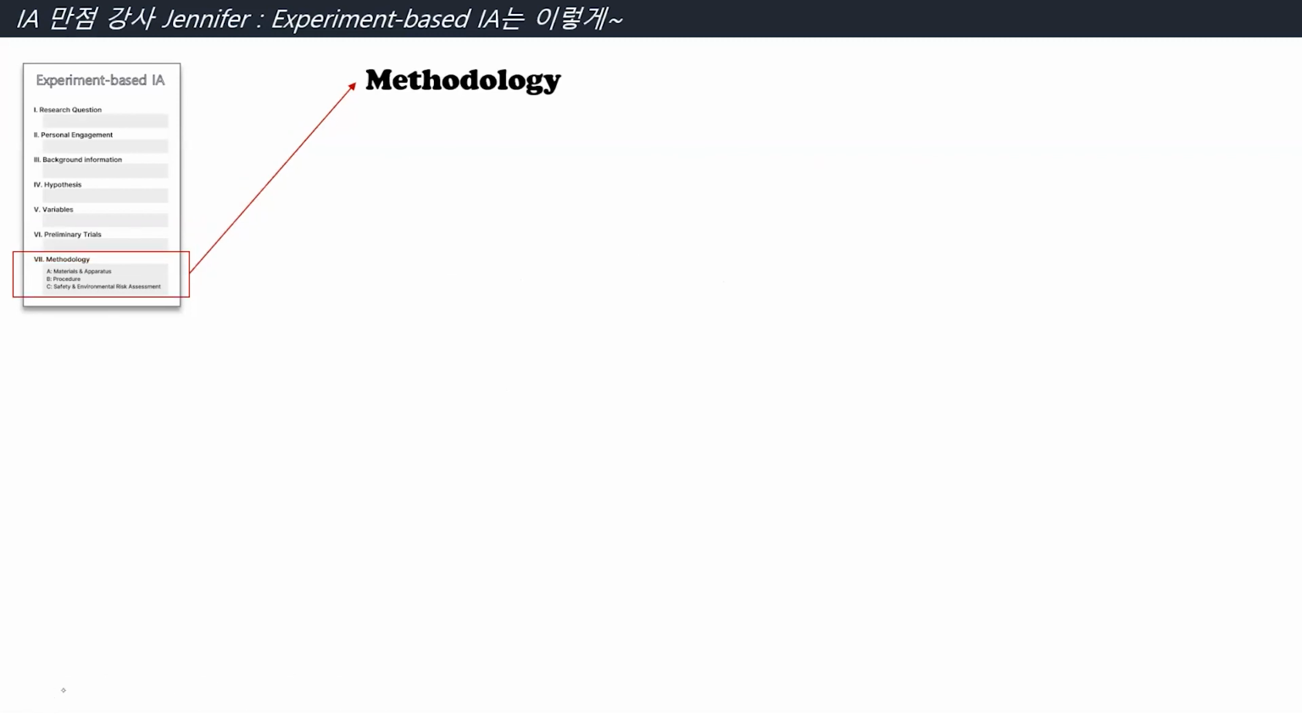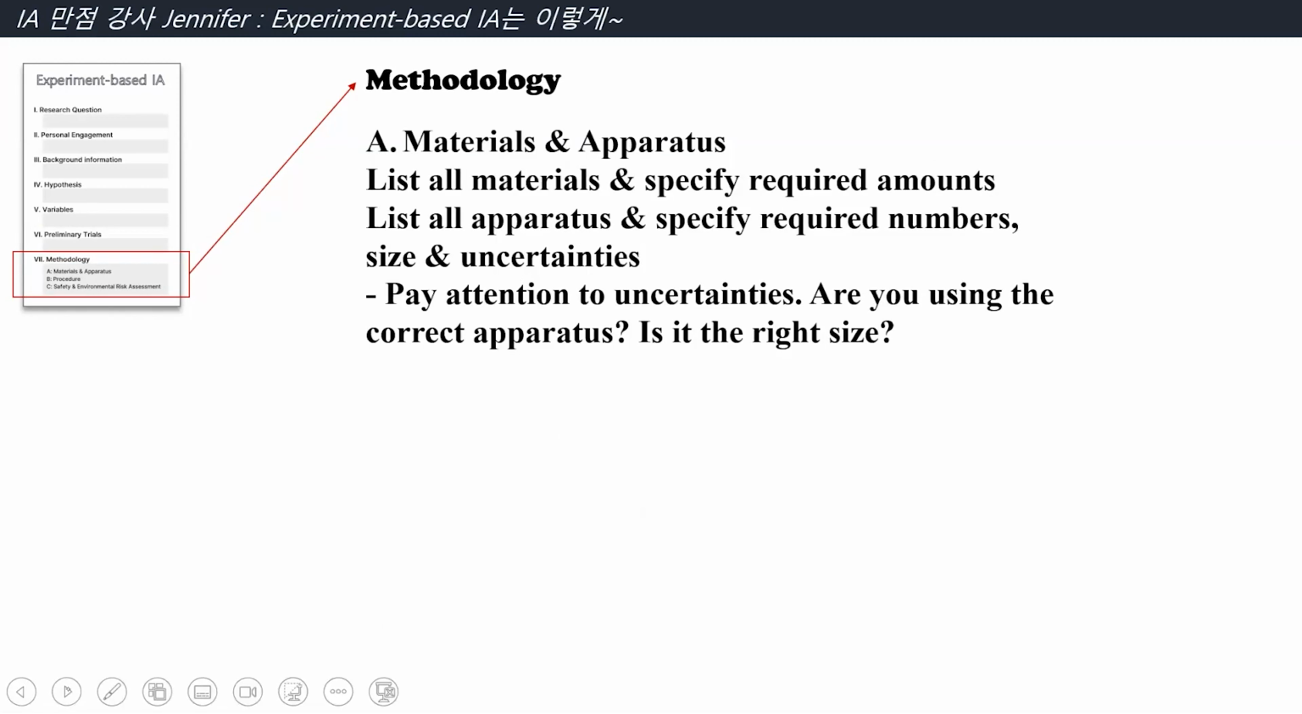Now for methodology, there are three main parts that need to be written up. First up, materials and apparatus. In this part, list all the materials and apparatus used in the experiment. Specify required amounts of materials, required numbers, size, and uncertainties of the respective apparatus.